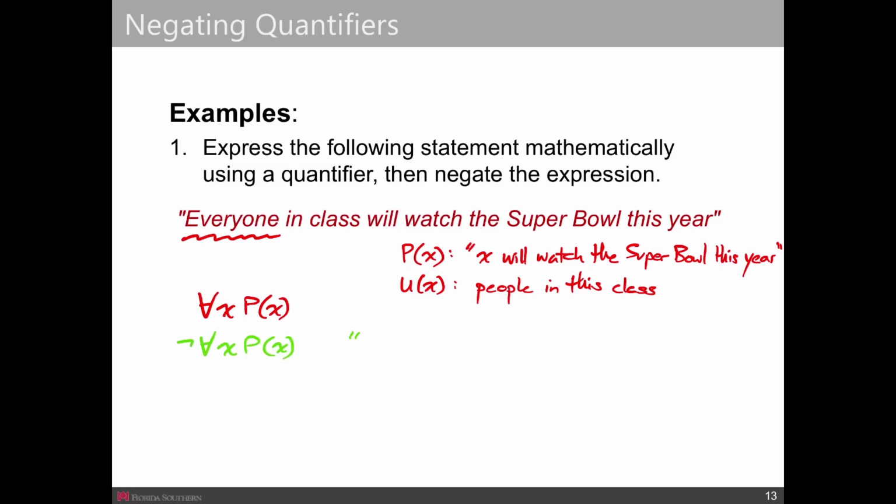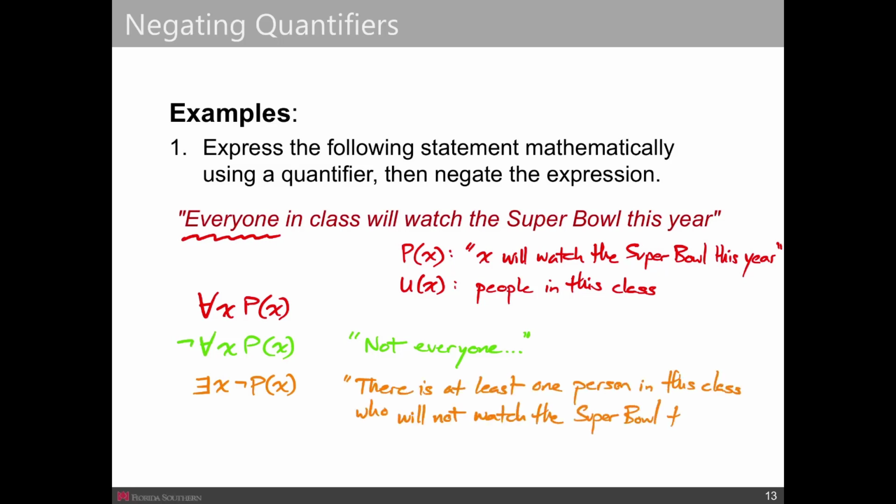What does this version in green mean? It literally means not everyone in this class will watch the Super Bowl this year. If not everyone will watch it, do you agree that there exists at least one value of X such that not P at X is true? All right, let's write this expression out. There is at least one person in this class who will not watch the Super Bowl this year.